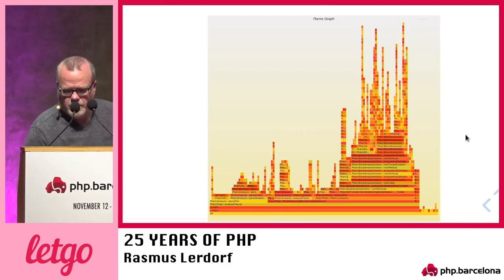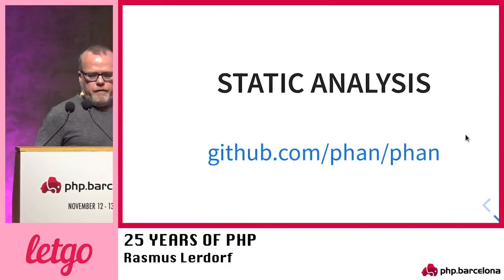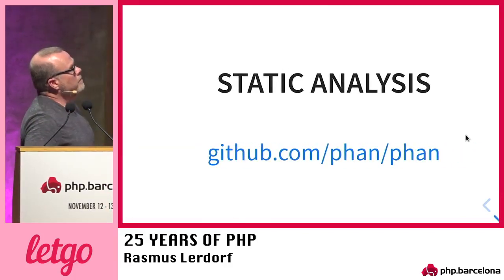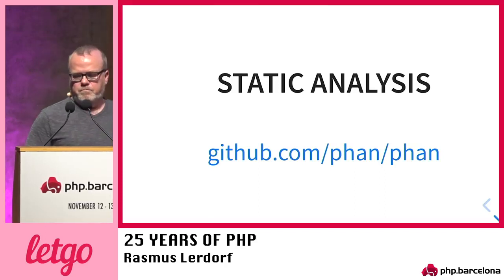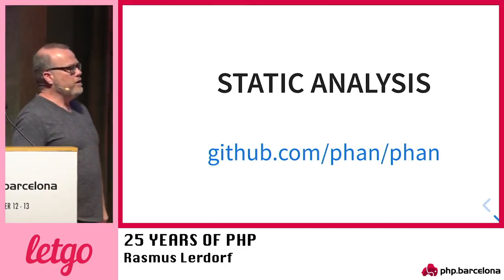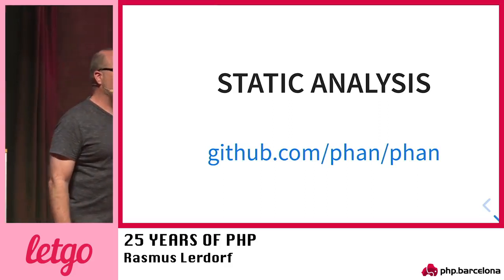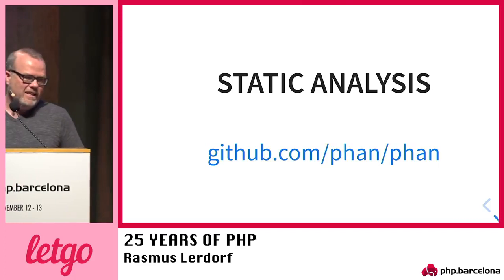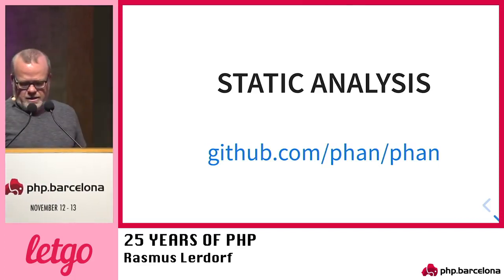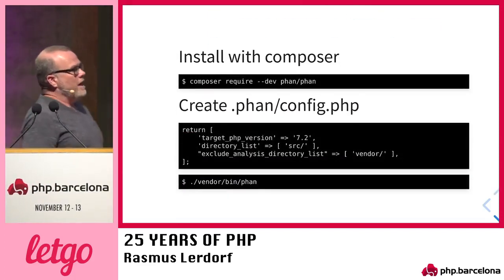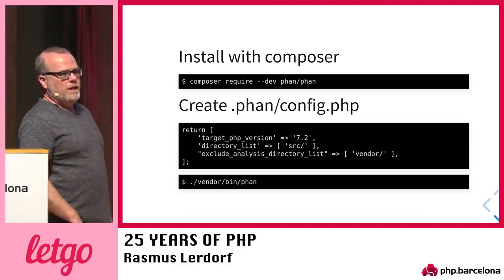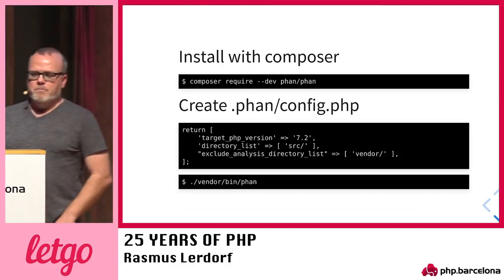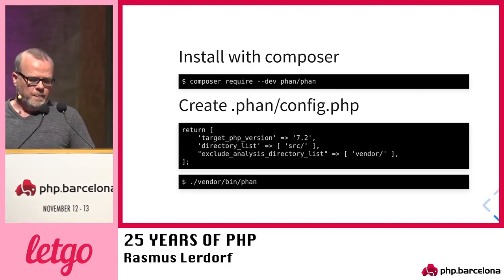Next one. Phan. GitHub Phan. This was another project I started, and I wrote a really, really terrible implementation of a static analyzer just to prove that it could be done on top of PHP's AST and PHP 7's AST. And then a couple other guys completely rewrote what I did and made it actually work really, really well.